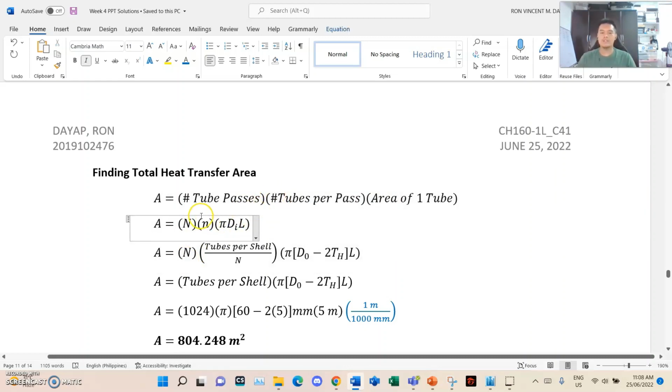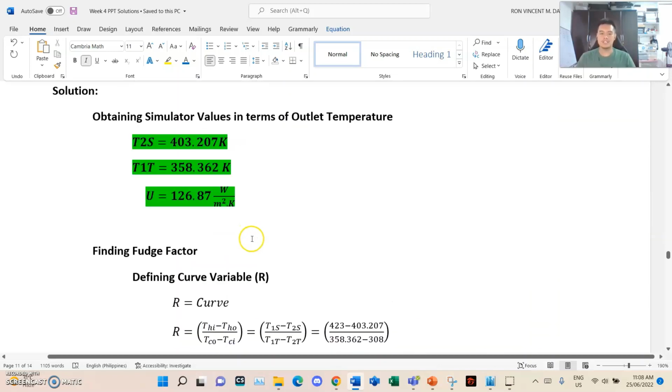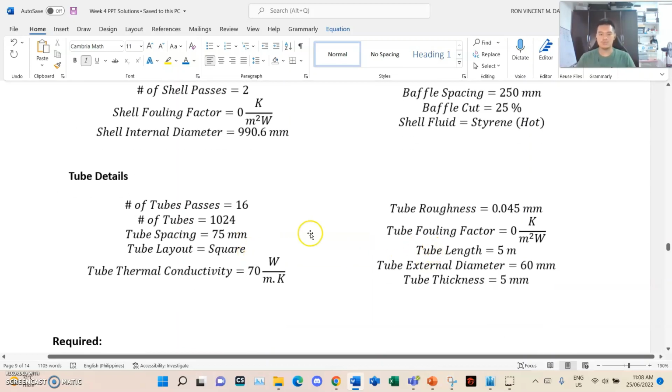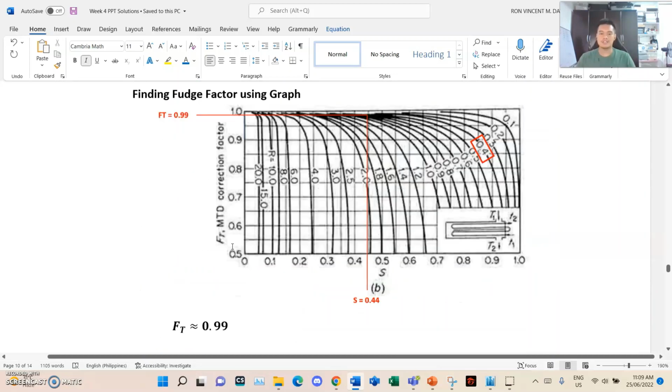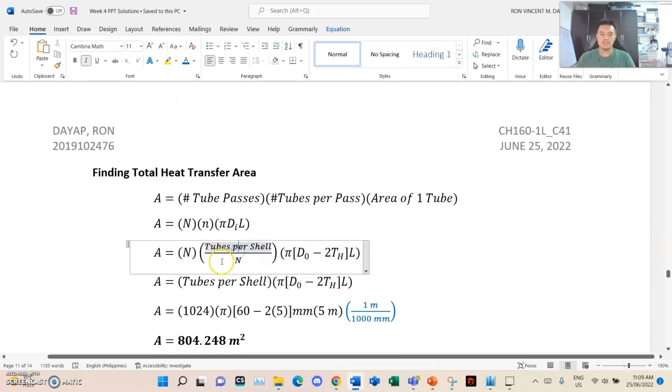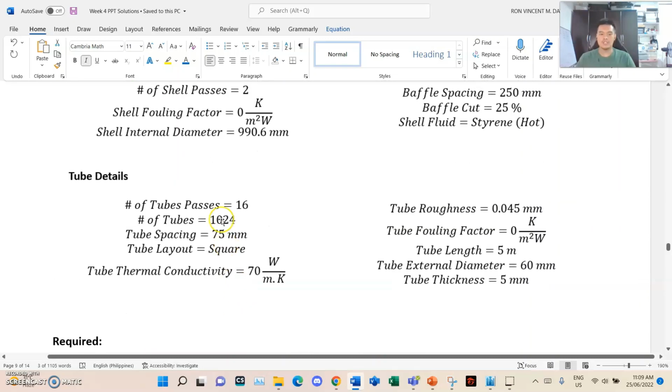However, we have data for the number of tube passes. According to this, the number of tube passes is 16, but we don't know the number of tubes per pass. So how do we do that? In order to find the number of tubes per pass, we need the number of total tubes over the number of tube passes. Since the N variables cancel out, we are left with the number of total tubes per shell, and this data we have, which is 1024.